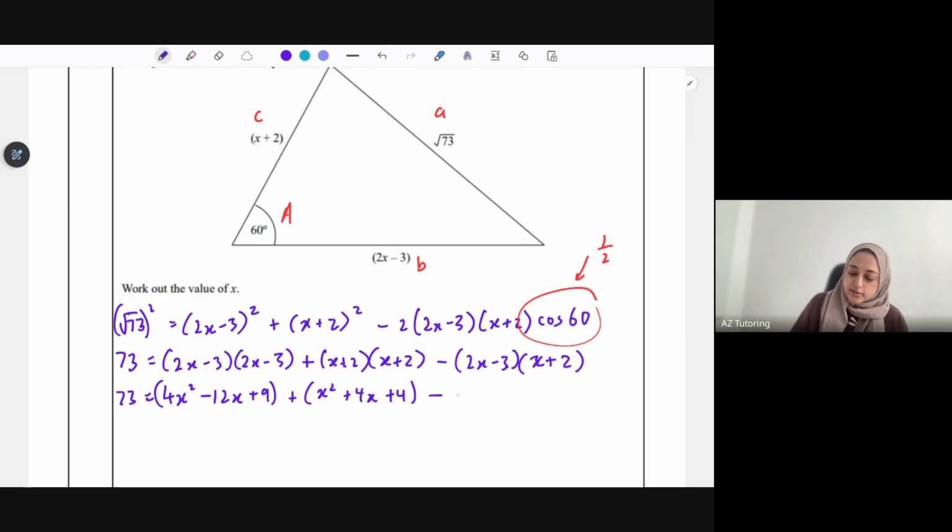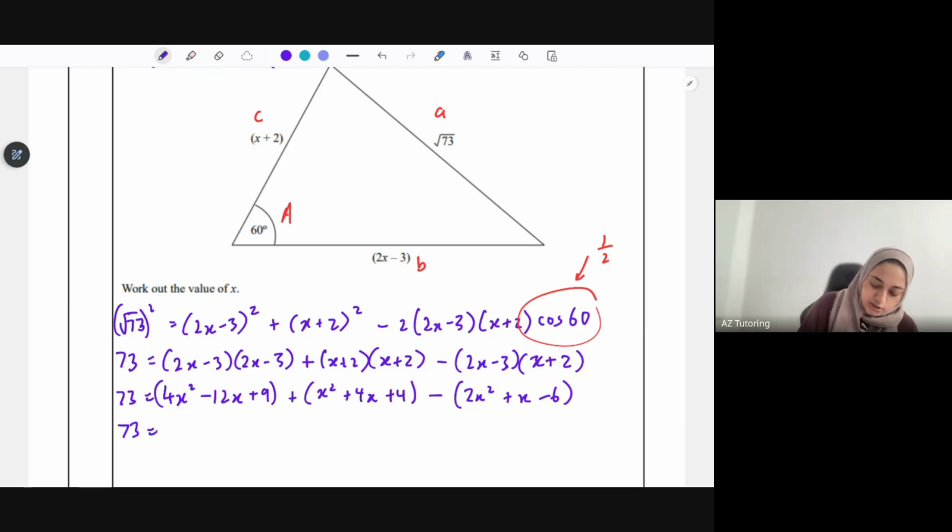And then minus 2x times x, which is minus 2x squared. 2x times 2 is 4x, and then we've got minus 3x. 4x minus 3x is just x. The minus 3 times 2 is minus 6. Okay, so we've expanded everything out. Now I put these brackets in, you'll see why.